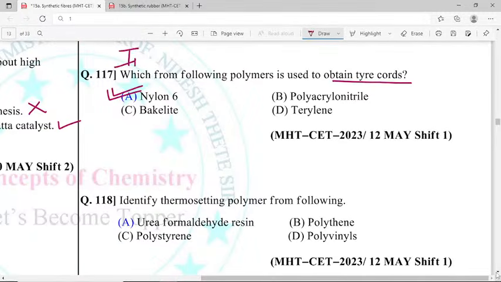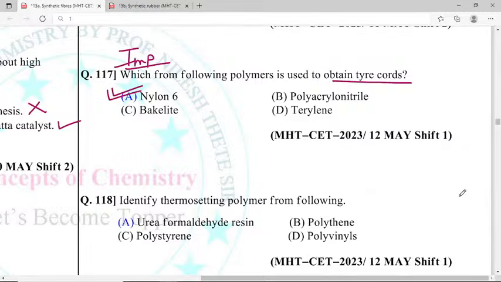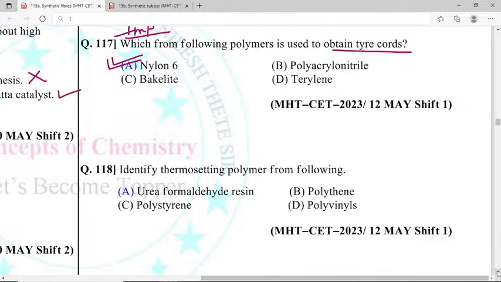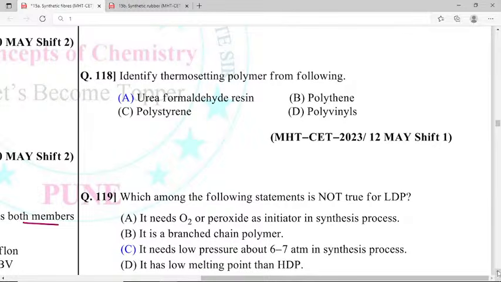Please note now, here is an important question. Application and use based question: say tire cords. Used to obtain the tire cords. Nylon 6 is the answer to make the tire cord because it has mechanical strength.